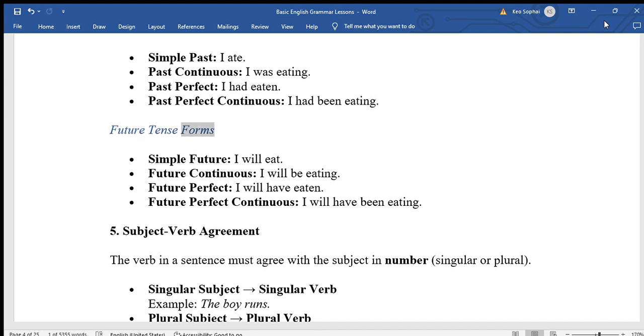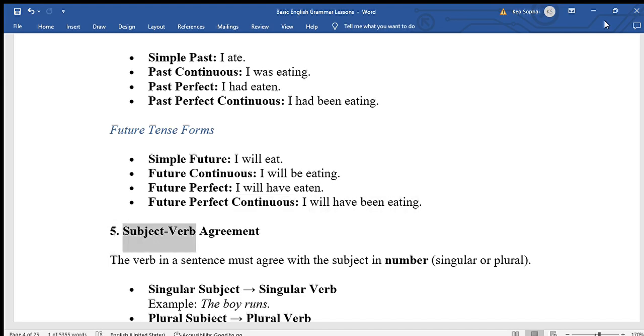Future tense forms: simple future, I will eat. Future continuous, I will be eating. Future perfect, I will have eaten. Future perfect continuous, I will have been eating.